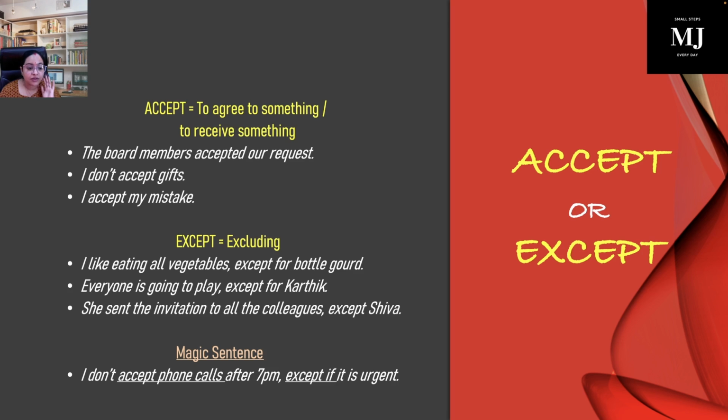Take the sound, guys. Accept, this one. Accept, this one. Okay? Now if you watch the spelling, you will understand the meaning much more clearly. Except, EX, that means excluding. So excluding something, you're talking about other things. I like eating all vegetables except for bottle gourd. I don't like eating bottle gourd. So excluding bottle gourd, I can eat all vegetables.